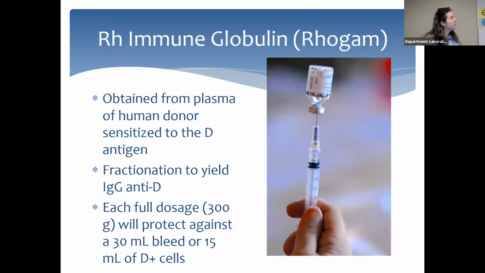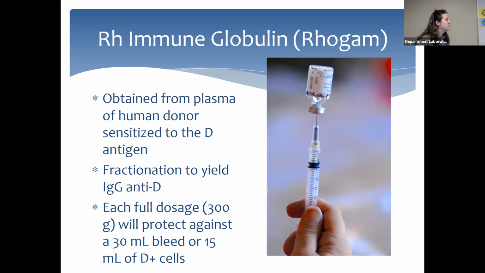And then we have our beloved Rhogam. Rhogam is the Rh immune globulin, and it actually was derived from a human, and we'll talk about him when we start talking about Rhogam, who was sensitized to the D antigen. So he has anti-D in his plasma. So his plasma was used in the first development of Rhogam.